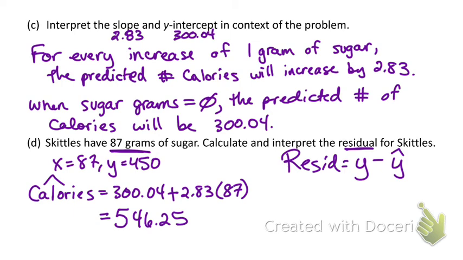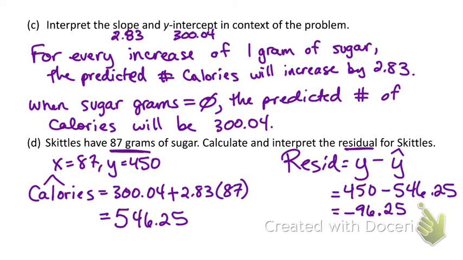No. Yes. So my residual here, 450 minus 546.25. That's the actual y minus the predicted y. This is our actual y minus our predicted y. And what do we get for our residual? Negative 90.15. Oh, or did I get that completely wrong? 96.25.